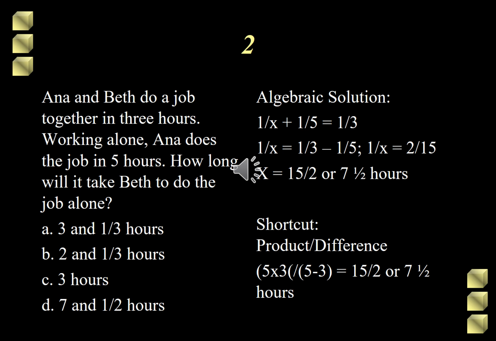Okay, so it says here the product of the given speeds, 5 hours and 3 hours. So 5 times 3 is 15, and the difference of 5 and 3, 5 minus 3, is 2. That gives me the same answer, 15 over 2, or 7 and 1/2 hours. Hence, the correct answer is letter D, 7 and 1/2 hours.